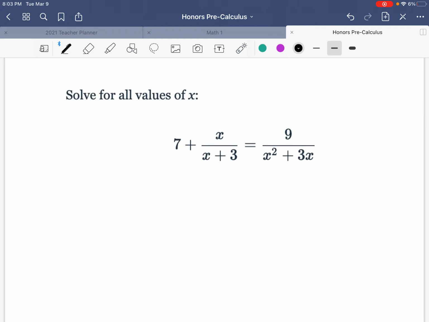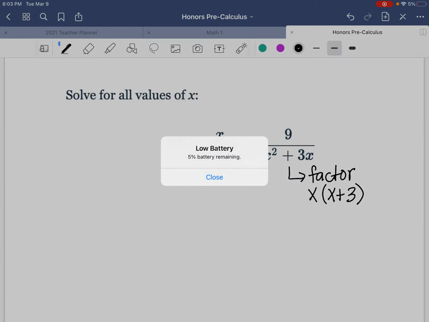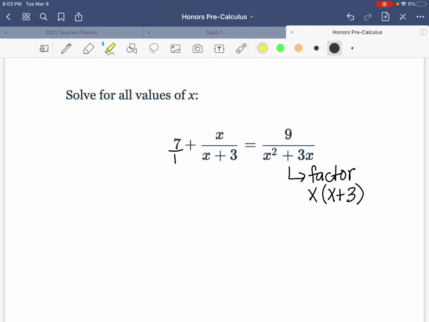All right, so for this one, something very similar. We have a denominator of 1, but I need to factor this piece. If I factor this piece, I see that I have a GCF, and that's going to leave me with x plus 3. So in the denominators, I have a 1, I have an x plus 3, and I have an x and an x plus 3. So the LCD for this is going to be a combination of all the products.